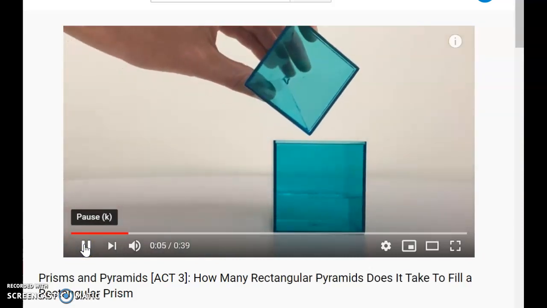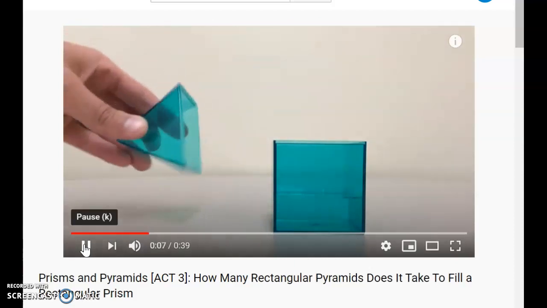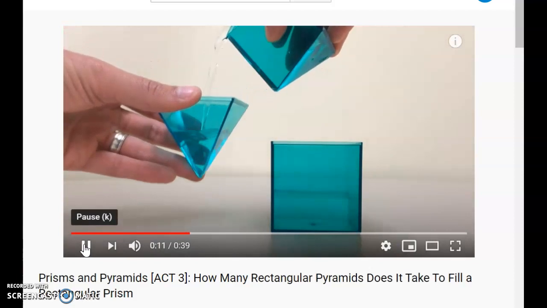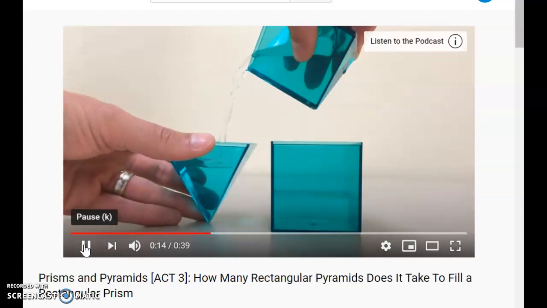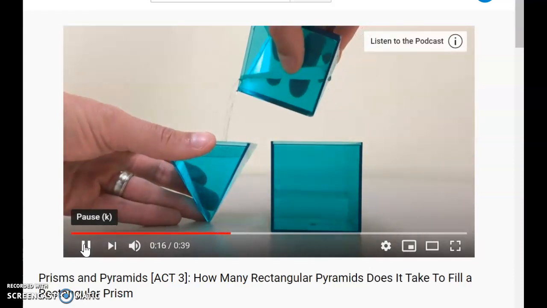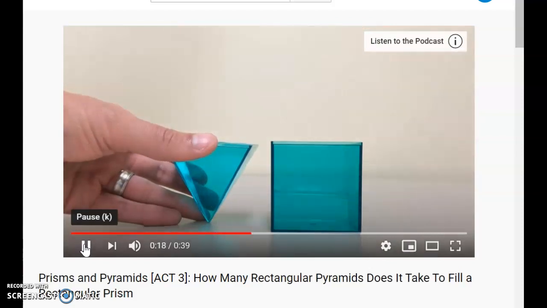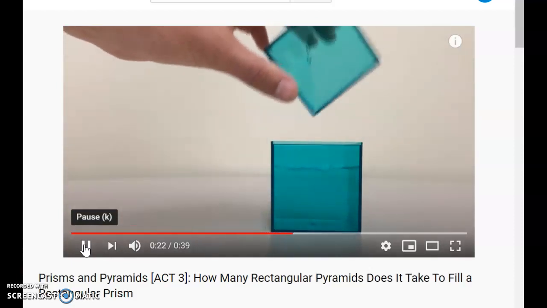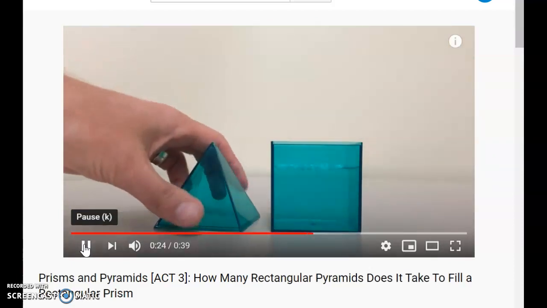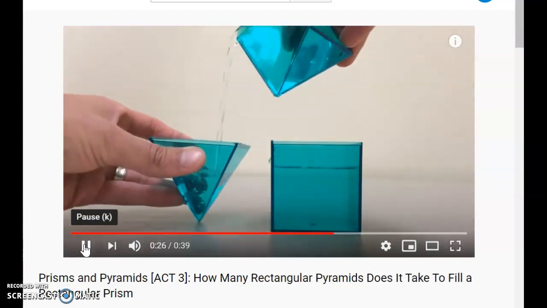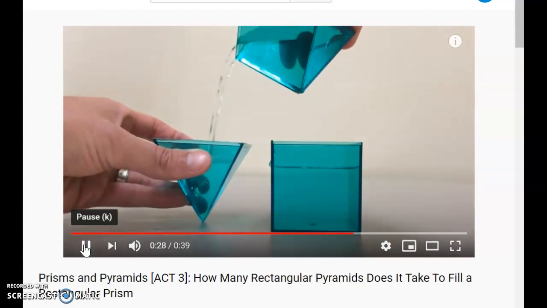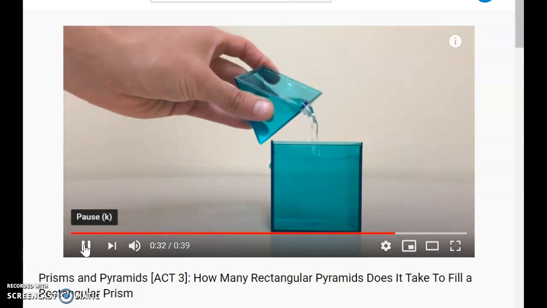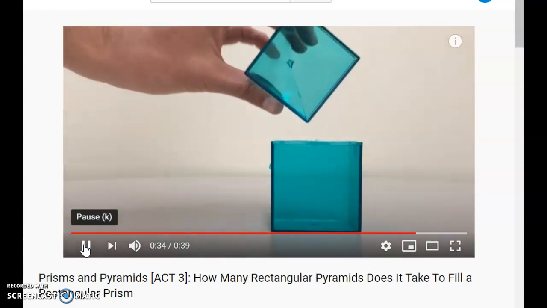It takes one volume of the pyramid to fill up the prism there, and then the second. I know it looks like he's not filling it all the way to the tip, but that's actually an optical illusion. He is indeed filling it all the way to the top of the pyramid, and then he is doing the same thing with the third pyramid, and look what happens. It fills up all the way to the top.